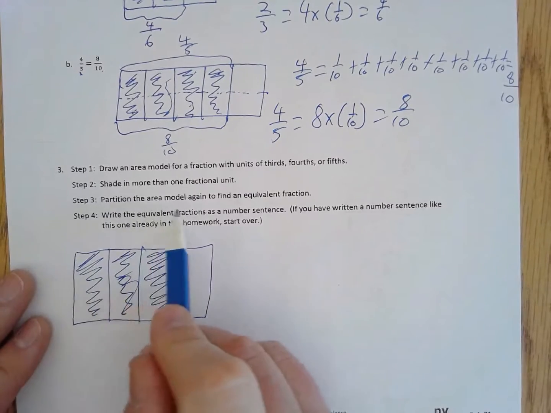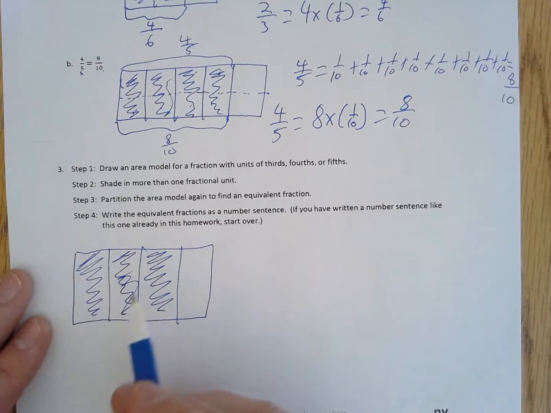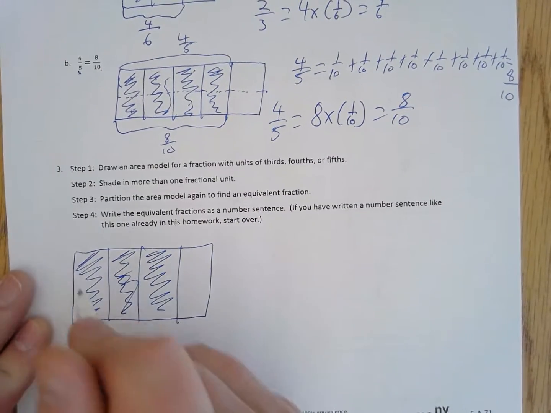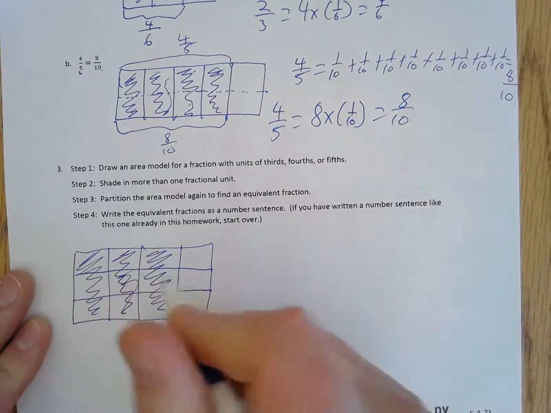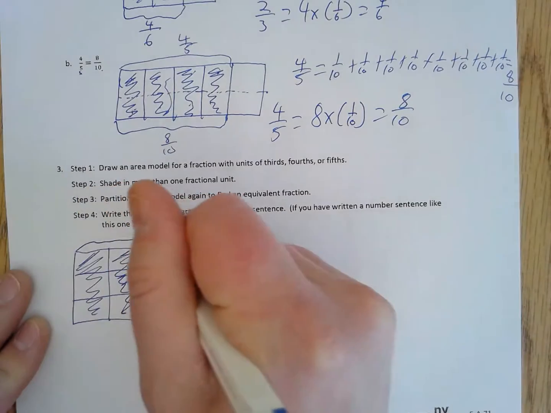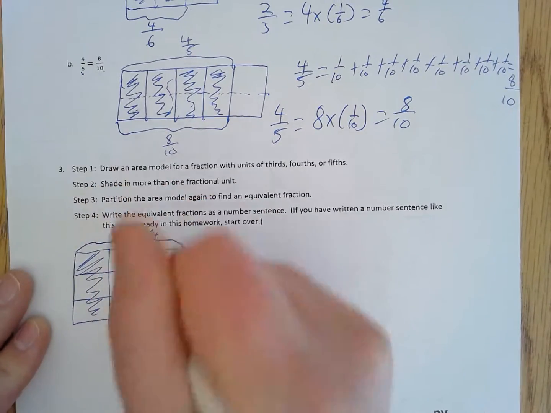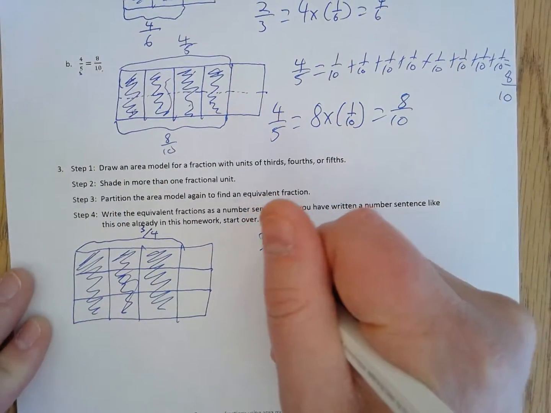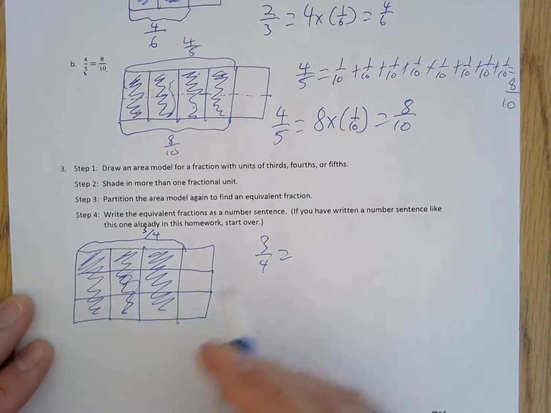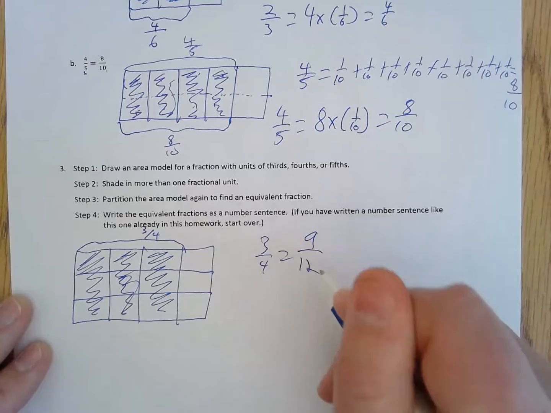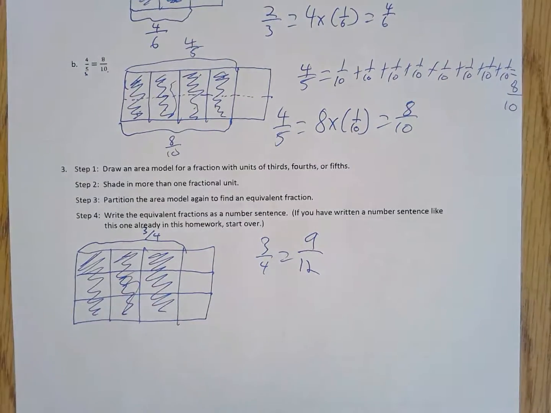And then partition the area model again to find an equivalent fraction. So that's when we cut it in half. I'm going to do that twice, so we're breaking it up into thirds. So our original fraction here, since I had 3 shaded out of 4 total, we have 3/4, and that equals 9 over 12 total. Okay?